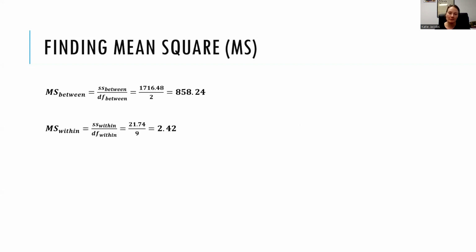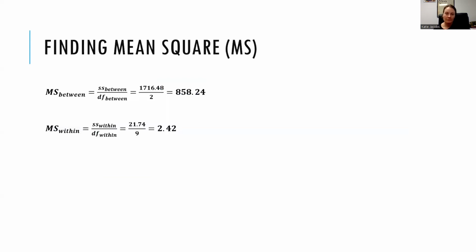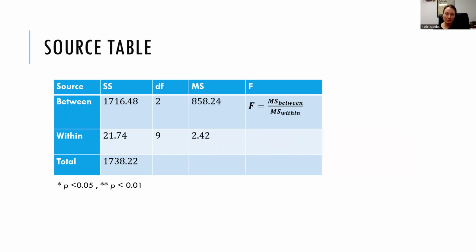Okay, so then we calculate our mean squares, and it's actually not super hard. We just take our sum of squares. For mean squares between, we take our sum of squares between divided by the degrees of freedom between, and that gives us our mean squares between. We do the same thing to get the mean squares within. We take our sum of squares within, divided by the degrees of freedom within, and that gives us our mean squares within. So we go through and work that out, and then we put those numbers into our source table.